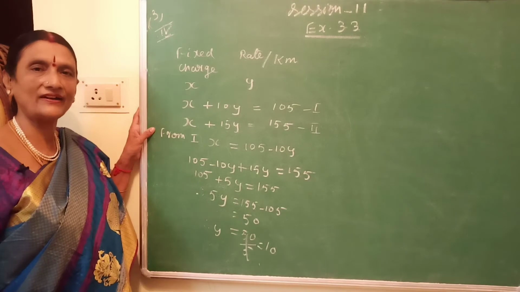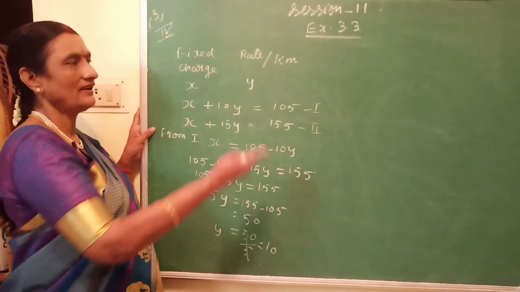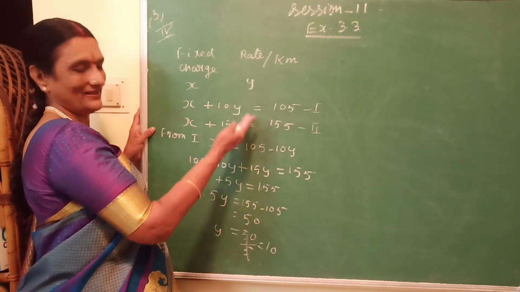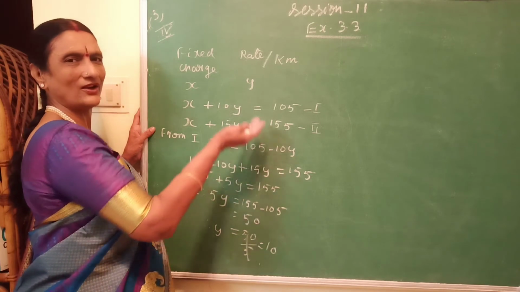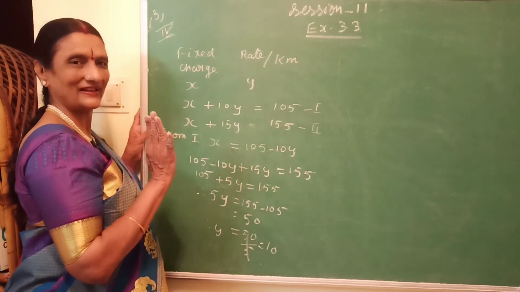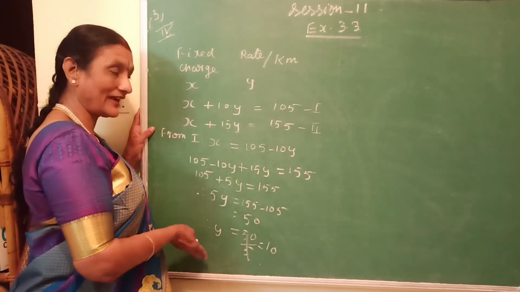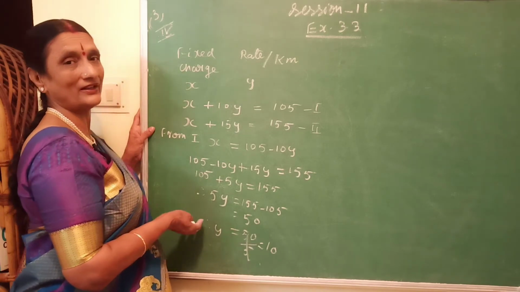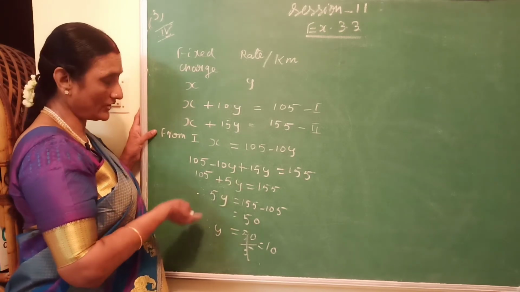So what is your y, children? y is the rate per kilometer. So what have we got as the value of y? 10 rupees. Is that clear to you? From that, what do you have to find out? We have to find the value of x. How do you find it?